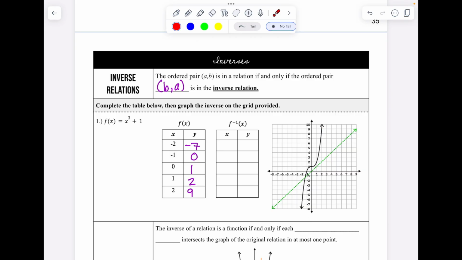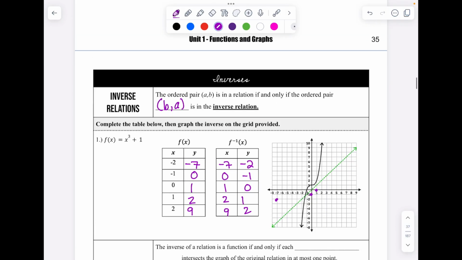The cubic function is provided for you. Now we're going to swap the x and y values to have the coordinates for the inverse. So instead of (-2, -7), it's (-7, -2), (0, -1), (1, 0), (2, 1), (9, 2). And this is a very quick way to find the graph of the inverse function. We just swap the x and y coordinates and plot those new coordinate pairs. So if I go over to negative 7, down to negative 2; at 0, I'm down at negative 1; then (1, 0), (2, 1), and then (9, 2). And then I can sketch in my cube root graph.